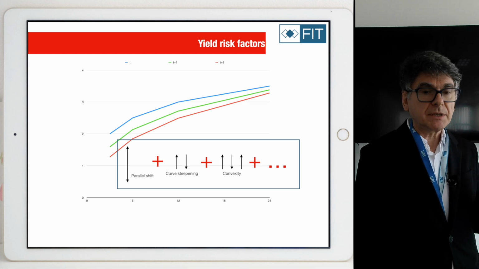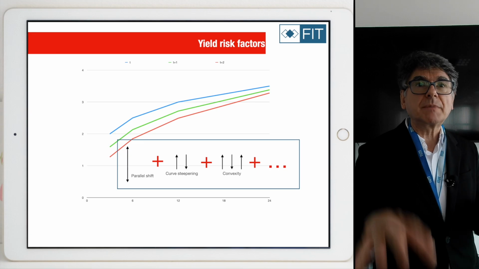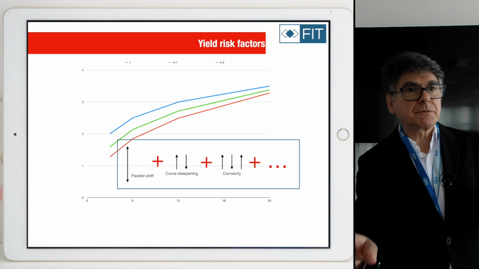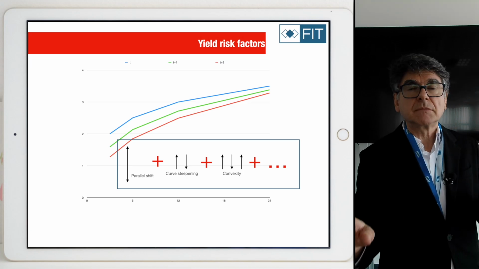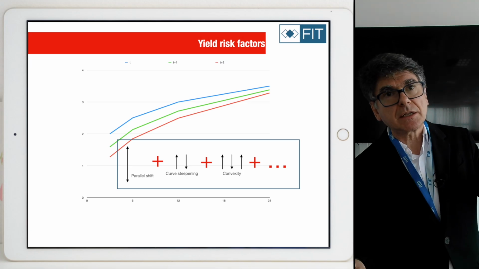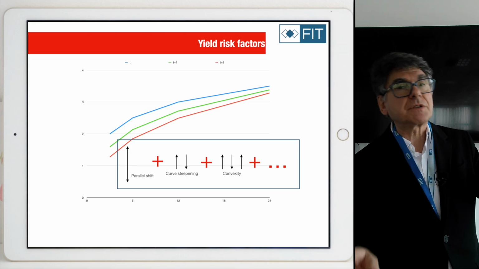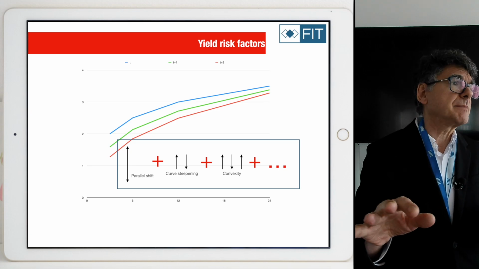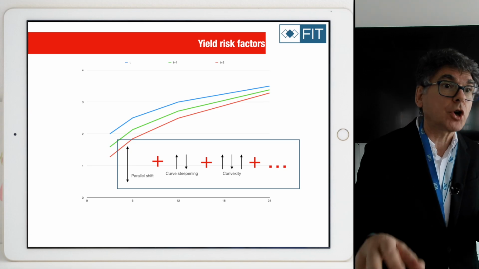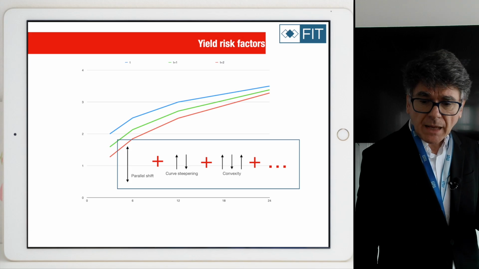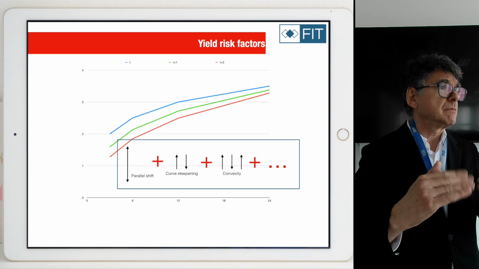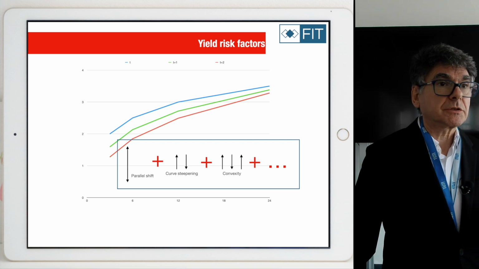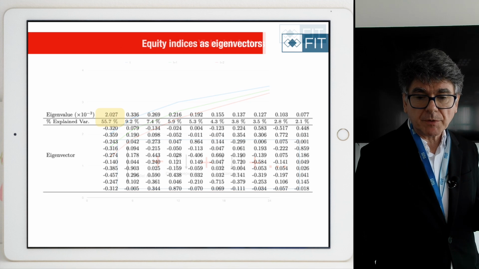One is the parallel shift. Everything moves up and down by the same amount. Then you have the curve steepening. The curve tilts like that. And you may know that when the curve does that, perhaps if the curve is inverted, that's because the market thinks we're going into a recession. There's a lot of very nice microeconomics built into the shape of the curve, right? And the third one is the convexity, so these are the three main risk factors. Where are they coming from? They're coming from the following place.